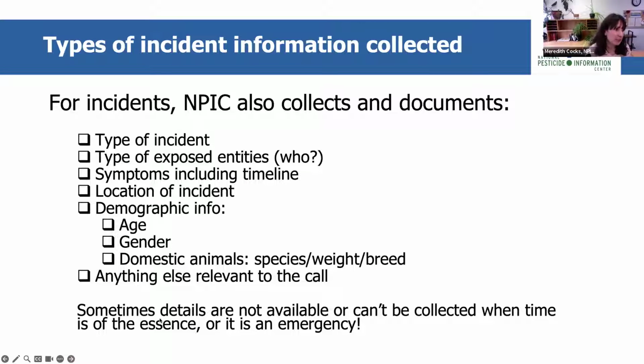And we do collect more detail when an incident is reported. So beyond the basics that we collect for all inquiries, we also are going to collect the type of incident, meaning was it a spill, did it happen on the job, was it drift, etc. We document who was exposed. This could be humans, pets, wildlife, or an environmental entity like plants or a building. And we do ask for a description of the symptoms, including how long they lasted, their duration, and onset. And we do aim to collect information about the location, and then additionally demographic information. And of course, anything else relevant to the call. A lot of times there's additional context that's going to be specific to that situation.